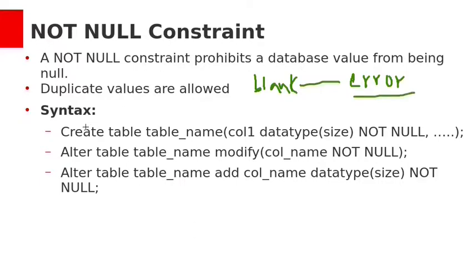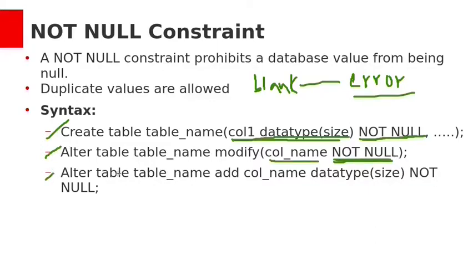The syntax for not null constraint is create table, table name. After the column definition, you need to specify this not null constraint. This syntax is for while creating the table. We can even add a constraint to an already existing table, which means we have some column and we can modify that column by adding this constraint. In that case, the syntax would be alter table, table name, modify, column name, then constraint. This is used if you want to apply the constraint to the existing table.